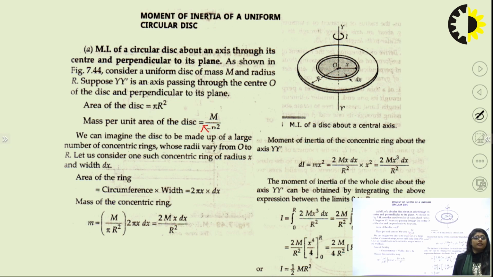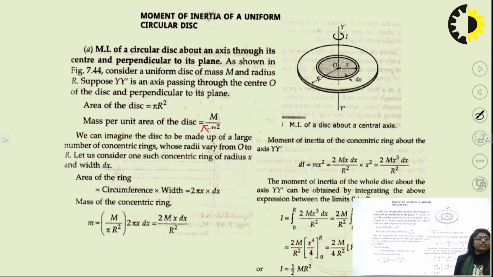We can imagine the disk to be made up of a large number of concentric rings, making a circular plate whose radius goes from O to x2, x3, x4. So this is a circular ring cut at distance x from O. The area of that ring is its circumference multiplied by its width. The radius of this ring is x, so the circumference is 2 pi x, multiplied by its thickness dx.